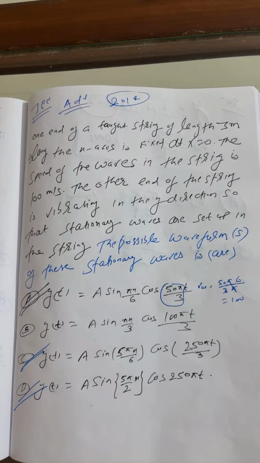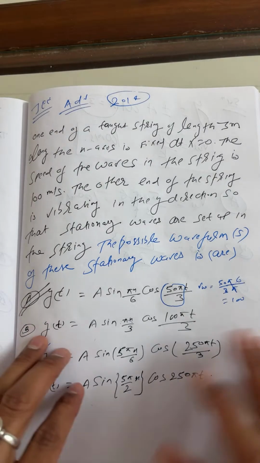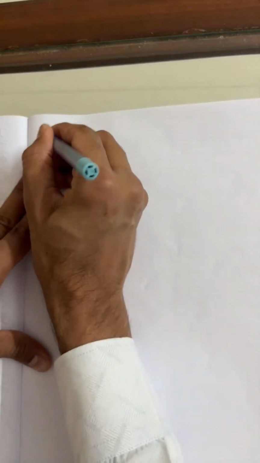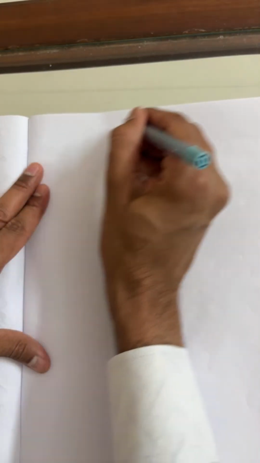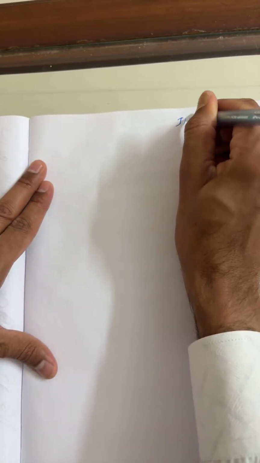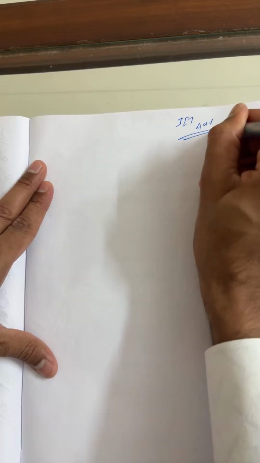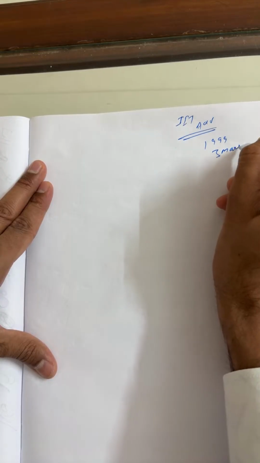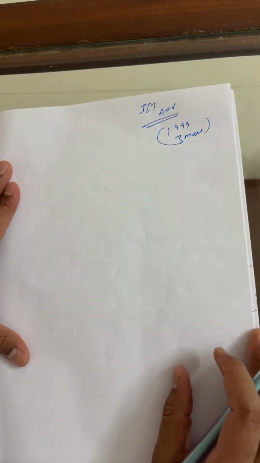So now we have to start the next questions here. Do one theory question, everyone. Standing wave can be produced. One theory question here, IIT Advanced 1999, 3 marks question.